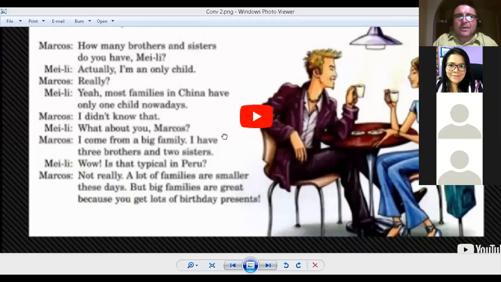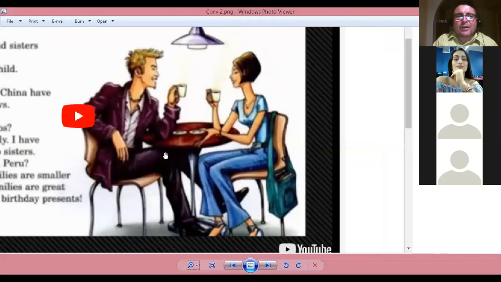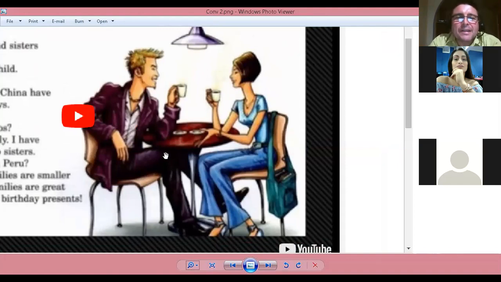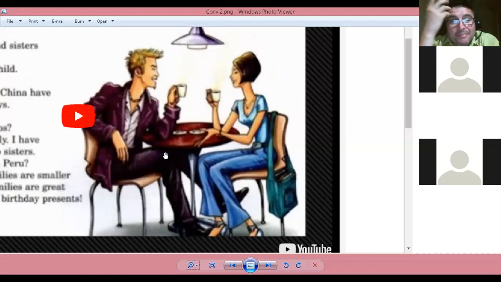Yes. Okay. Let's talk about the picture first. Where is this couple? Where are they? In the restaurant? In a restaurant, maybe? Okay, restaurant, cafeteria, coffee shop. Okay, how do you know it's a coffee shop? There is a little table. Okay, yep. And apparently they're drinking coffee too, or hot tea.